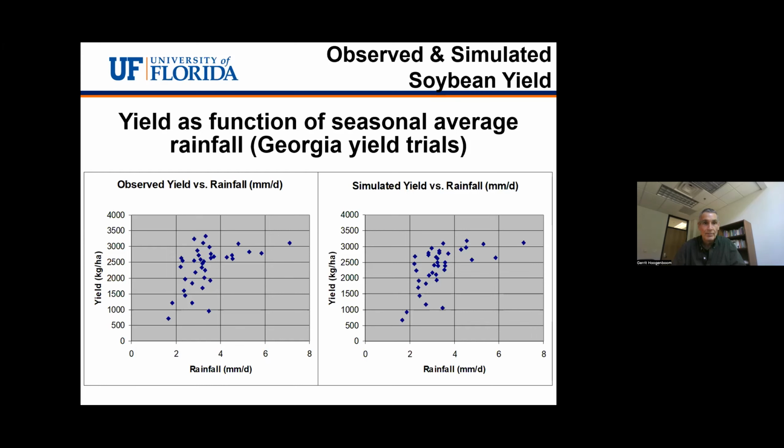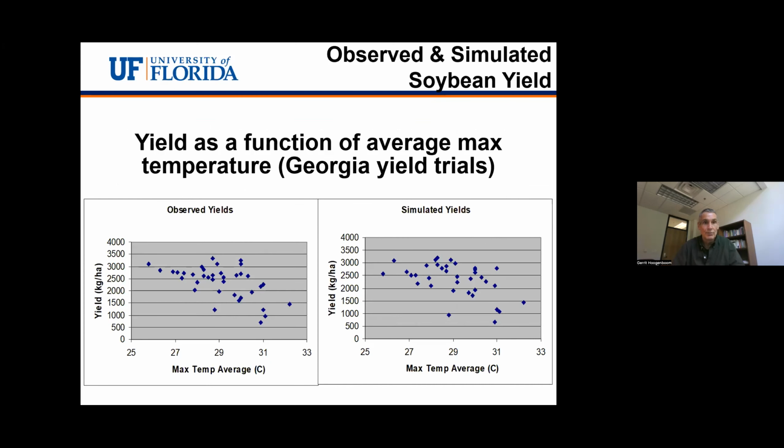But then we took the same daily weather data, soil profile data, and the genetics from these locations and entered that into the crop model. And what you see here on the right is actually the response of the crop model. And you can see that the model shows the same response as we found under the observed yield data. So this is for precipitation, and we can do the same for temperature.